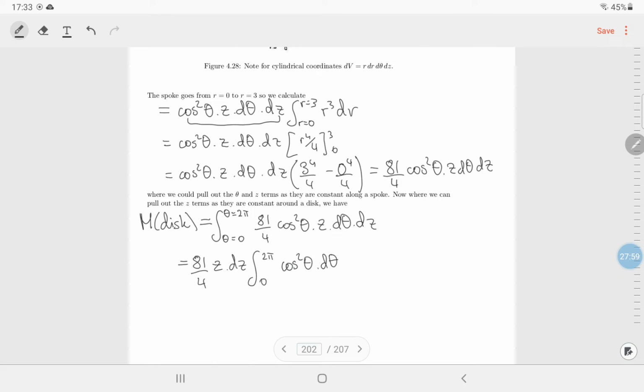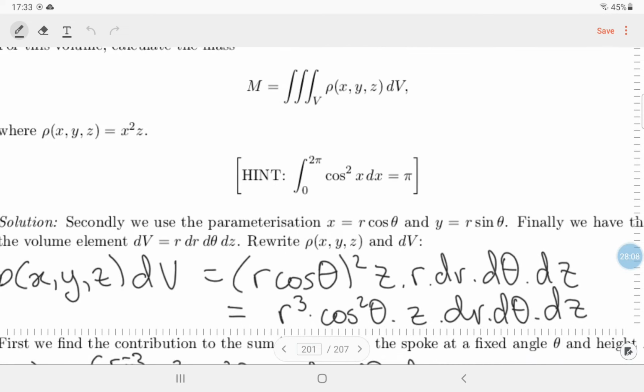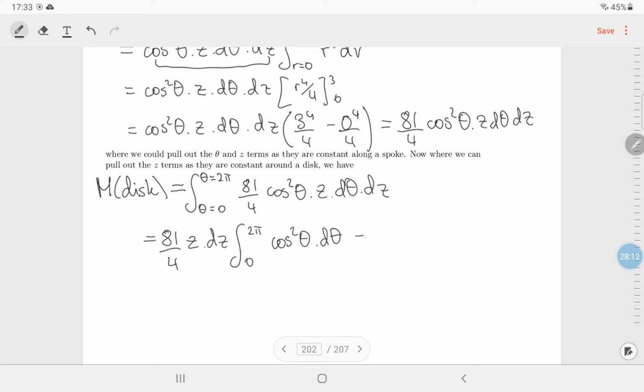Now the antiderivative of cos squared is in the tables, but we won't mess around with that. I'm just going to give it to you in the question. Look, the integral of cos squared from 0 to 2 pi is pi. So this integral is just pi. So we have 81 over 4 z dz by pi. So that's the mass of a disk, and as you can see, as z gets bigger, it gets bigger.